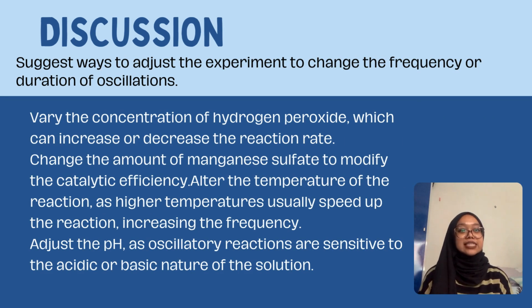For the next question, suggest ways to adjust the experiment to change the frequency or duration of oscillation. Vary the concentration of hydrogen peroxide, which can increase or decrease the reaction rate. Change the amount of manganese sulfate to modify the catalytic efficiency. Alter the temperature of the reaction, as higher temperatures usually speed up the reaction, increasing the frequency. Adjust the pH, as oscillatory reactions are sensitive to the acidic or basic nature of the solution.